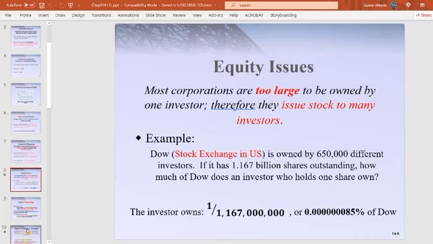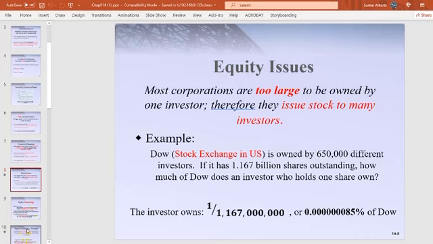What does this mean? If we have only one investor, and this investor holds only one share, what is his ownership in the company or in the index? What is the percentage? It is one share out of 1,167,000,000. So if you divide one by this number of shares, you get his percentage of Dow.